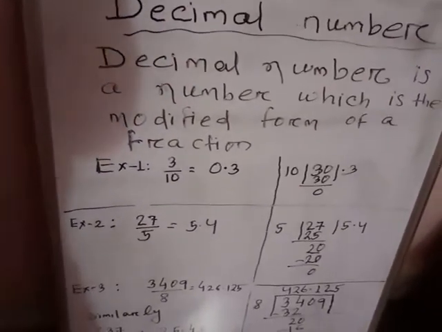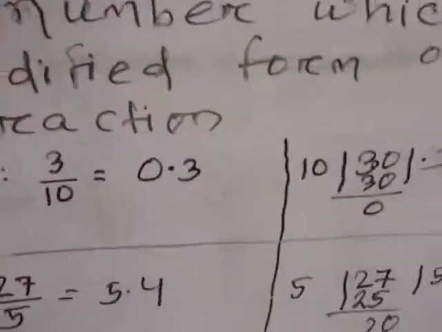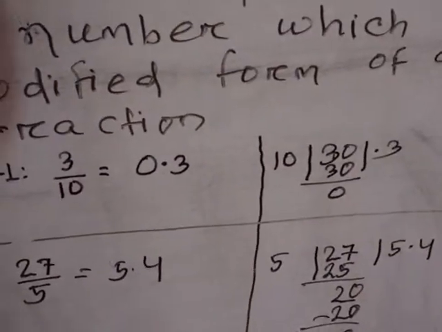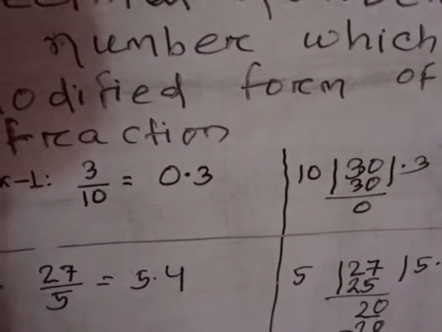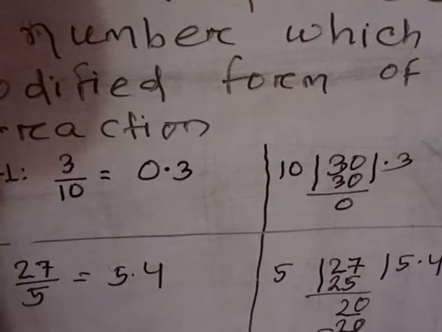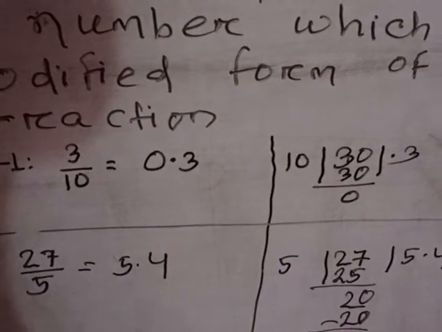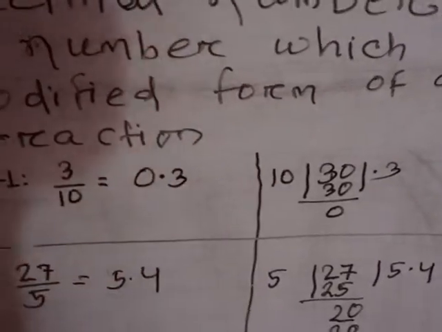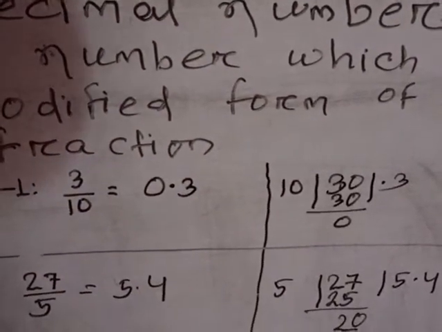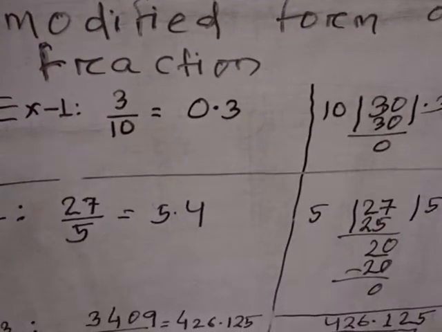You see, this number is 3 by 10. This number 3 upon 10 is equal to 0.3. So divide 3 by 10 by process of division, 0.3. When 3 by 10 is a form of fraction, we can convert it into another way, 0.3, and 0.3 is the decimal form of 3 by 10. So 0.3 is a decimal number which is a modified form of the fraction 3 upon 10.